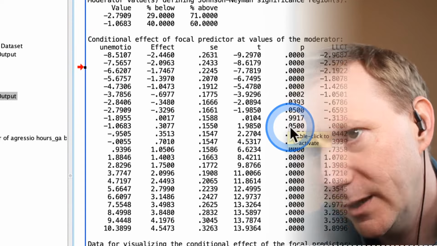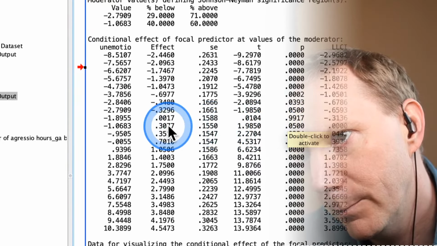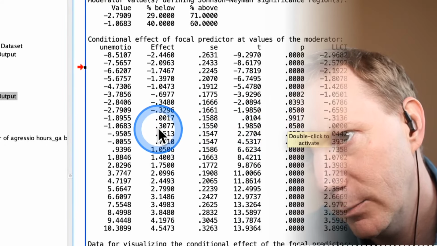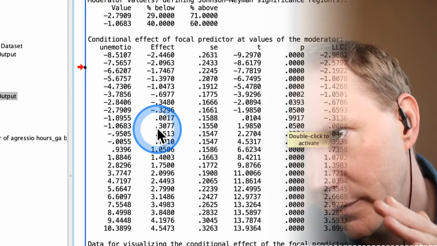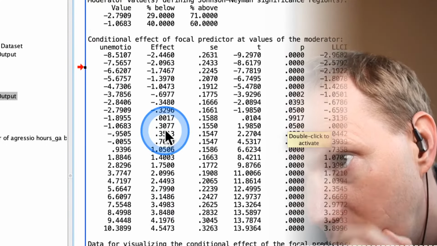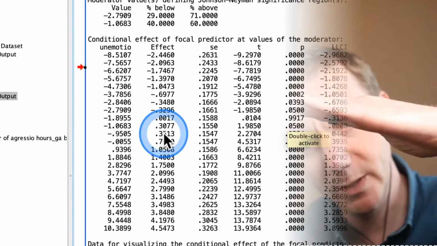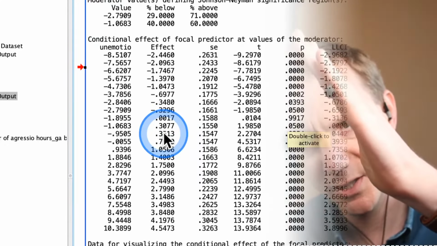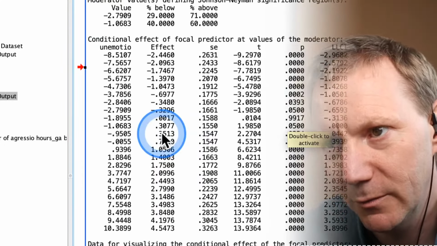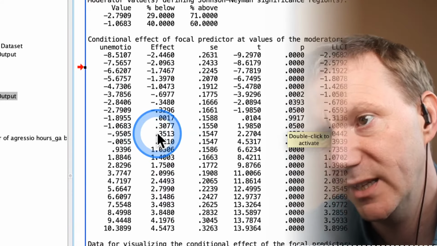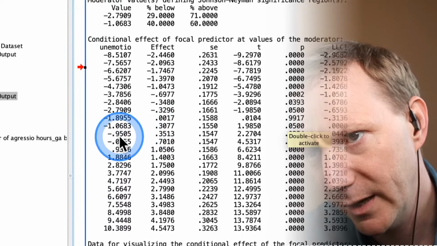And if we look at the value of the beta coefficient, this is now positive, and we have a beta coefficient of 0.3077. So we flip from one side to being non-significant to the other side, and the level of the moderator for that positive relation at which it is significant is minus 9.505.